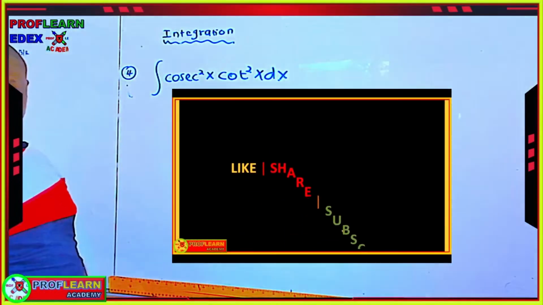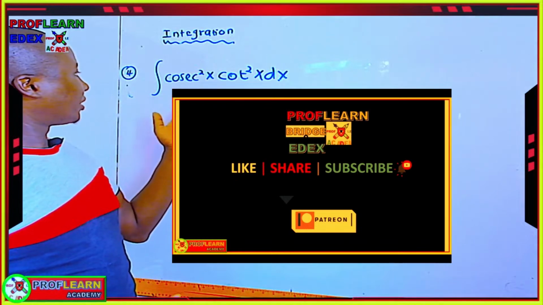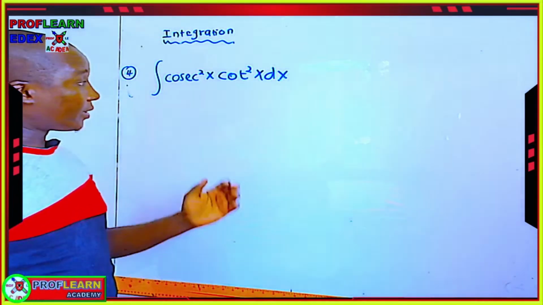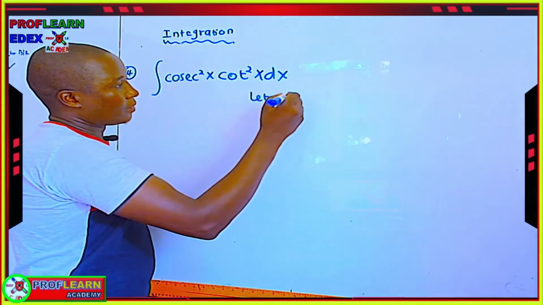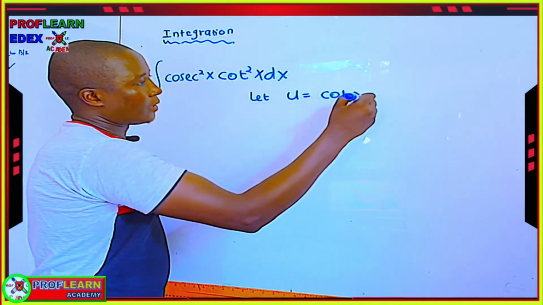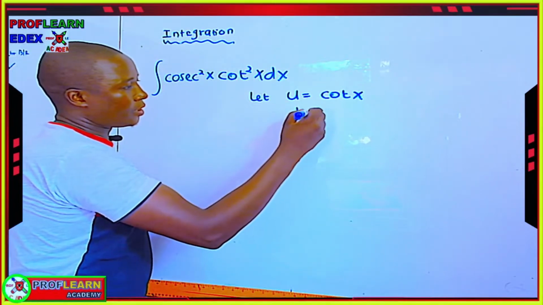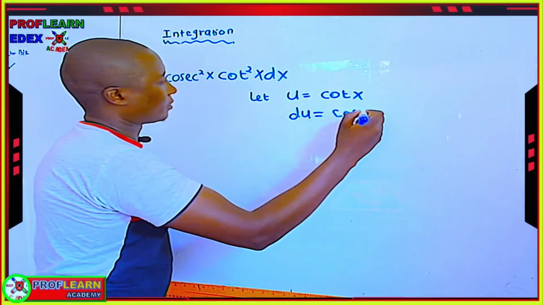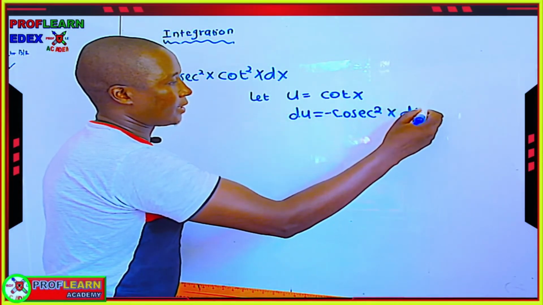Now, what about this question here, whereby we are told that we're supposed to integrate cot squared x dx. So the first thing that you need to do here is to say, let u be equal to cot x. Then once you have done that, you are going to say du is going to be negative cosec squared x dx.